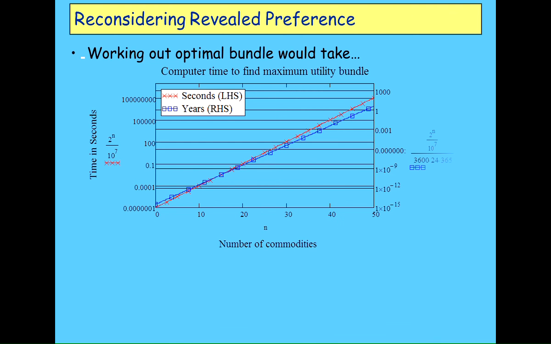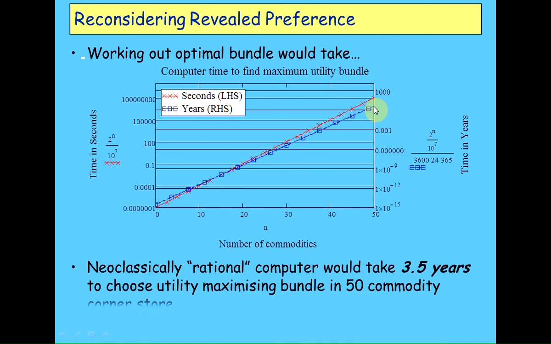Well, it depends exponentially on the number of products you're looking at. So given a computer that can make calculations that rapidly, one utility comparison every 10 millionth of a second, it would take that computer program a very tiny amount of time to work out what to do with 10 commodities, but you get up to 50, it'd take it 3.5 years. So hiring a computer doesn't particularly help.